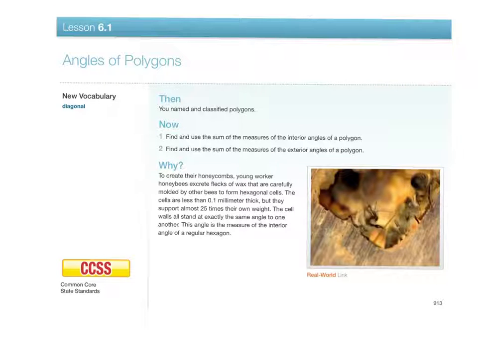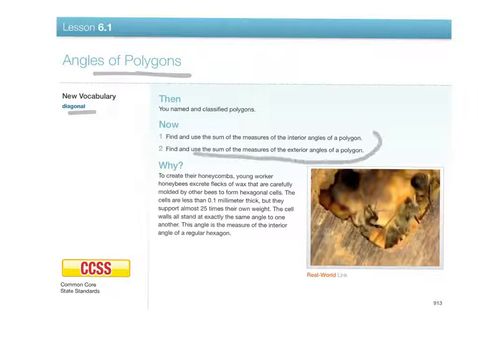Okay, so now we're starting chapter 6. This is all to do with polygons again, angles of polygons, distances within polygons, etc. Okay, new vocabulary, not really. You know what a diagonal is, you've used it before. But what's going to happen in 6.1?